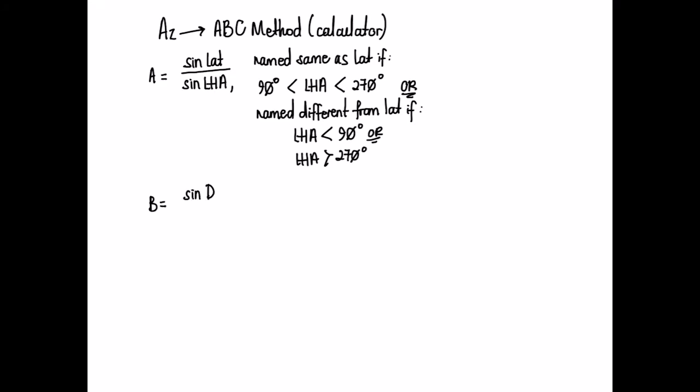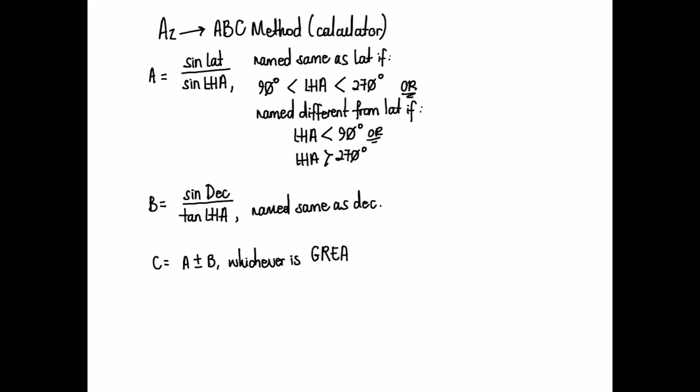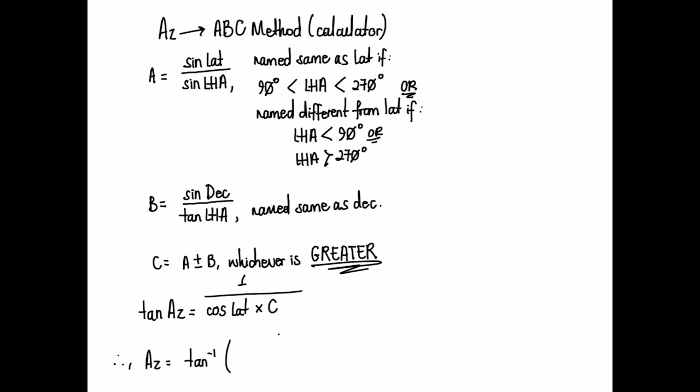B equals sine declination over tangent LHA and is always named the same as declination. C equals A plus or minus B and is named depending on whether A or B is greater. After C is found, it can then be applied to the following formula. Tangent azimuth equals 1 over cosine latitude times C. This will then give us the value of the azimuth.